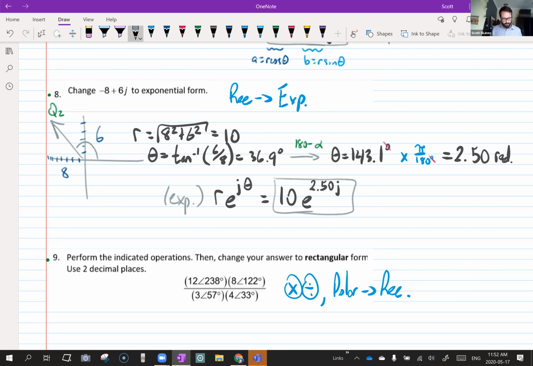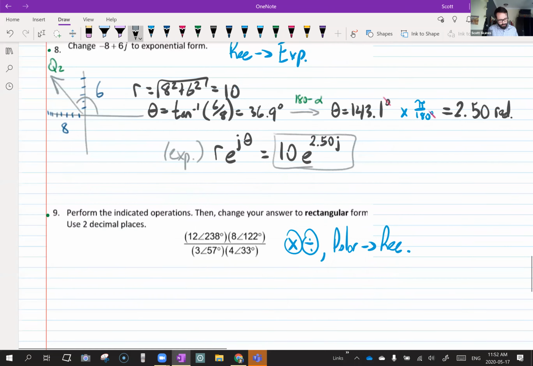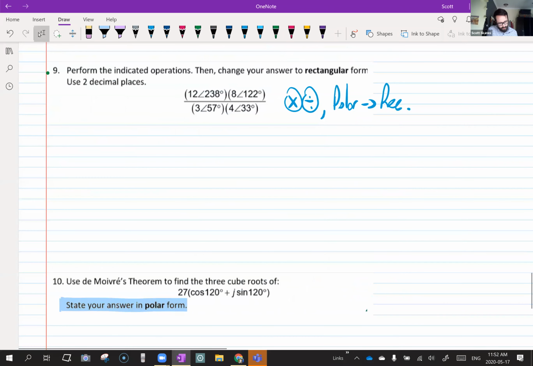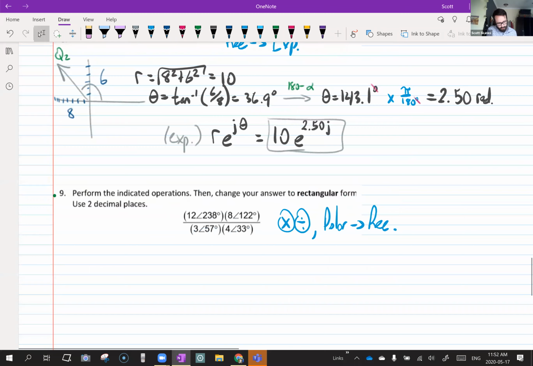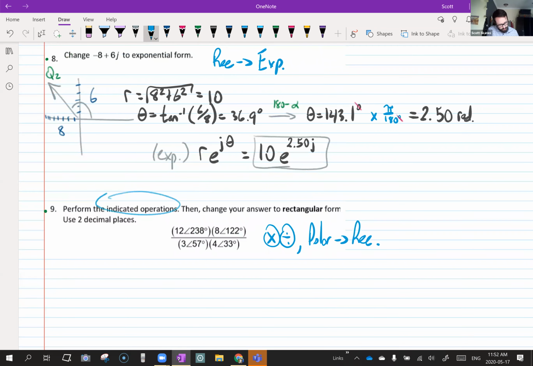Then we move on to 9. You can always look back on this video if you need to. I'll post it online today. Perform the indicated operations. I'll keep that there just in case you didn't finish. Perform the indicated operations. Then change your answer to rectangular form. Use 2 decimal places. So I need to do multiplication and division, and then I need to change from polar to rectangular. So first things first.